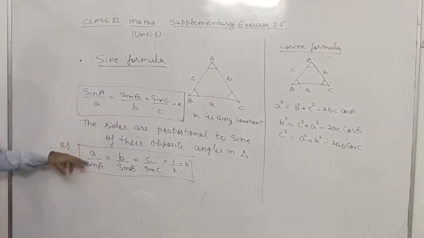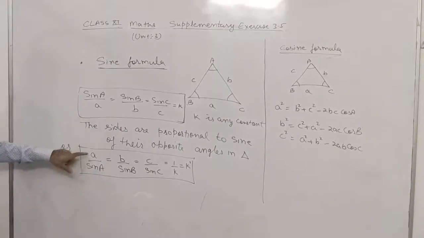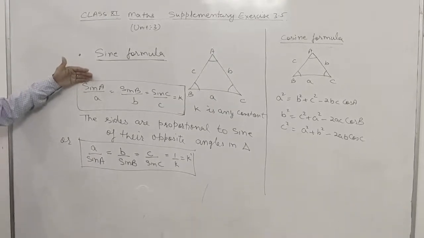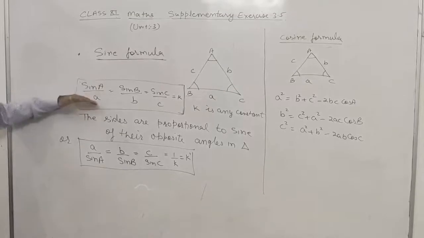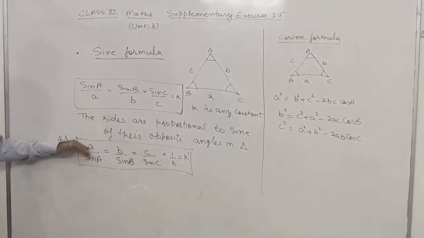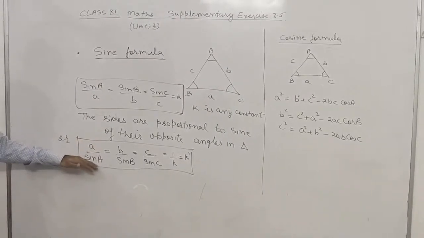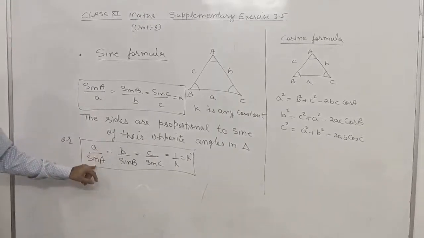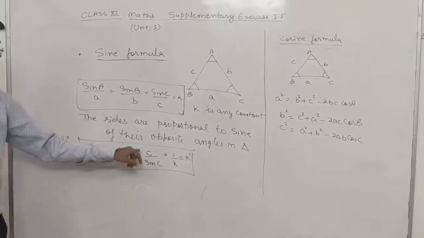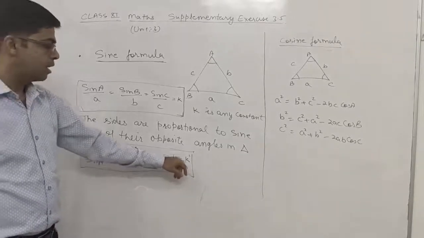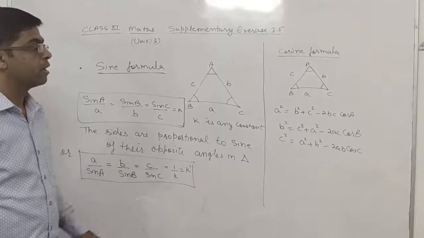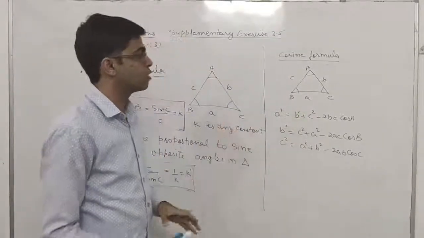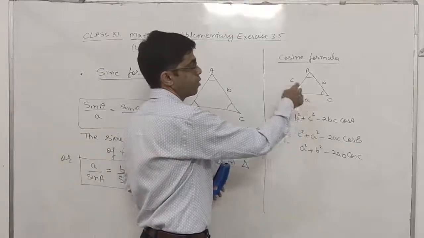This is also the same thing, proportional. Whether you write the sine of the angle in the numerator and sides in the denominator, or sides in the numerator and sine of that particular angle in the denominator, both are considered the same. a upon sine A equals b upon sine B equals c upon sine C is equal to some constant K.